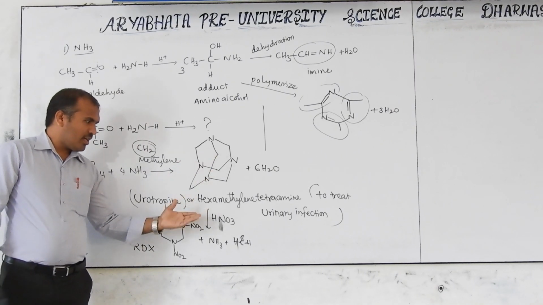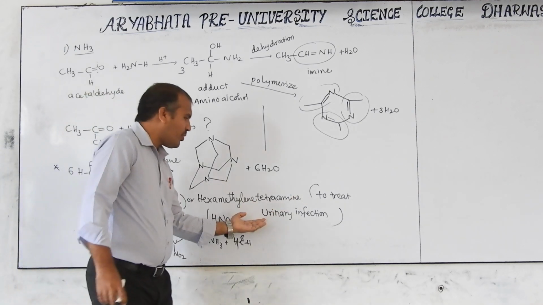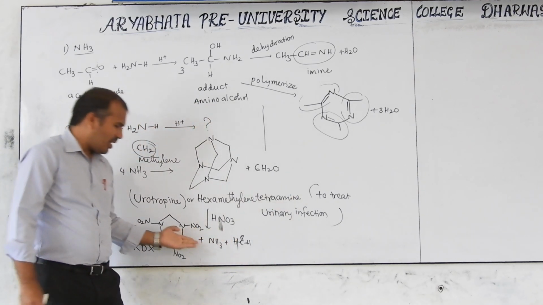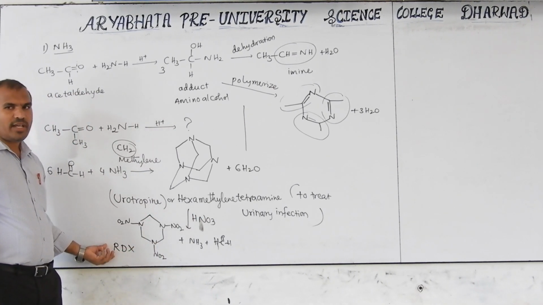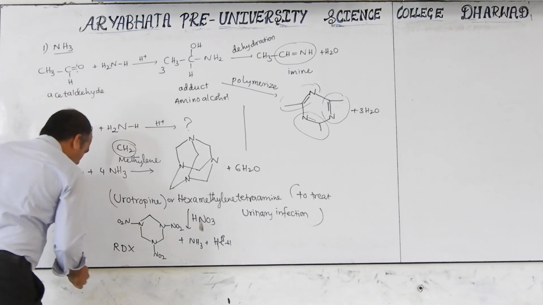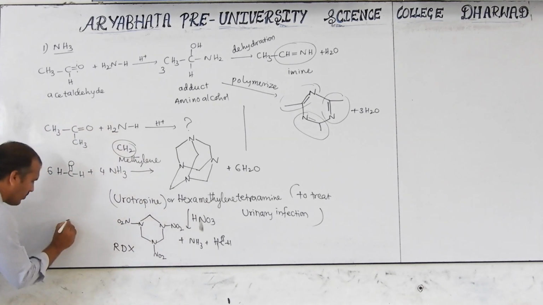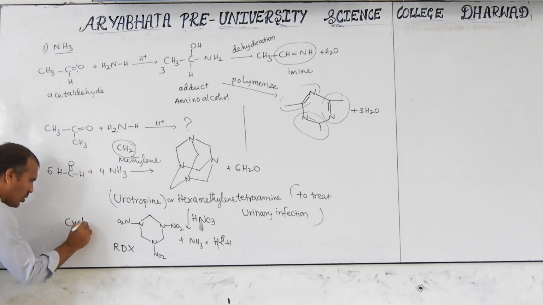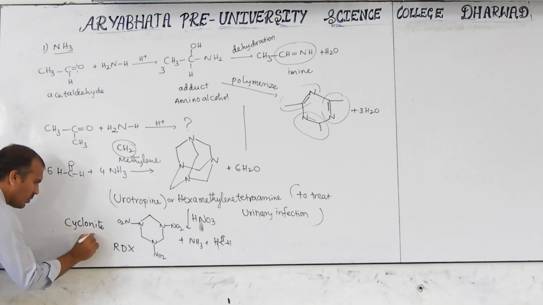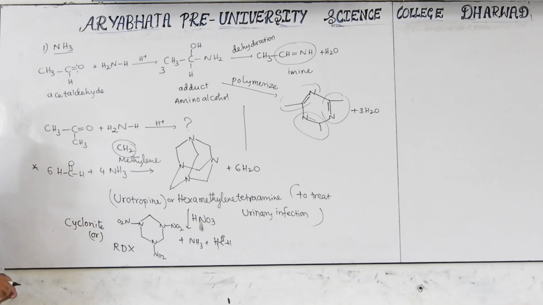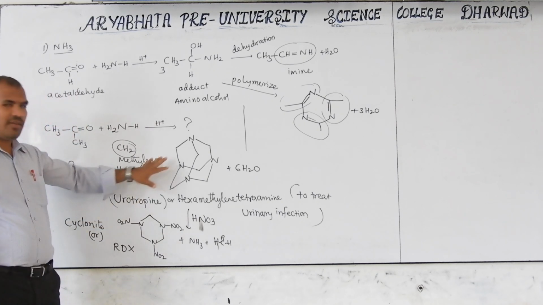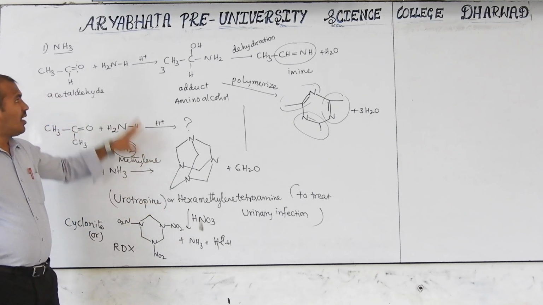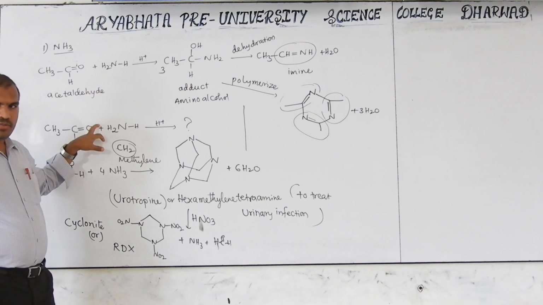See, from here to here, it is used for treatment of urinary infection. But here, small chain reaction with the HNO3, they form RDX. Another name is also known as cyclonite or RDX. One time this question was asked in the CET level, that's why I am reading this one. These appear in your textbook.